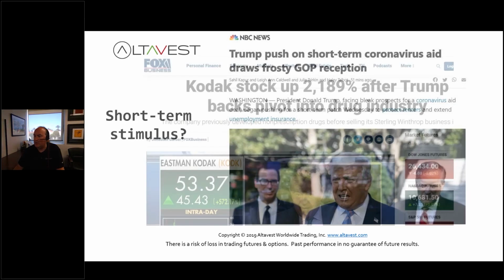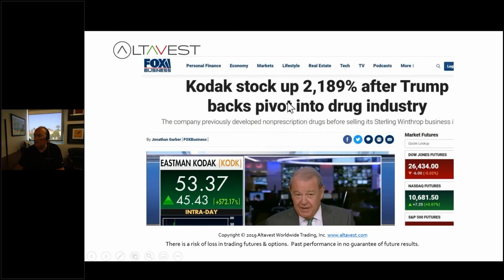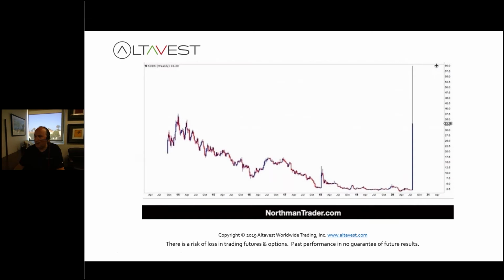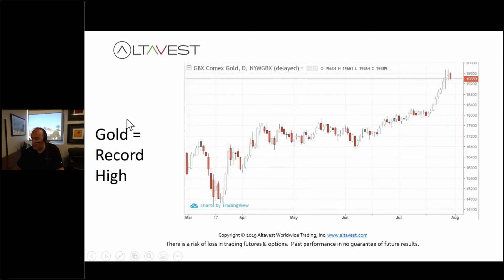Look at this fun story. Kodak up almost 2,200% after they announced they're, I guess, getting a loan from the Trump administration to be able to make some COVID-related drugs. So this is what the chart looks like, Kodak. So should have bought here, right? Coulda, shoulda, woulda. Anyway, we're not talking about individual stocks later on. Just thought that was kind of a fun story.